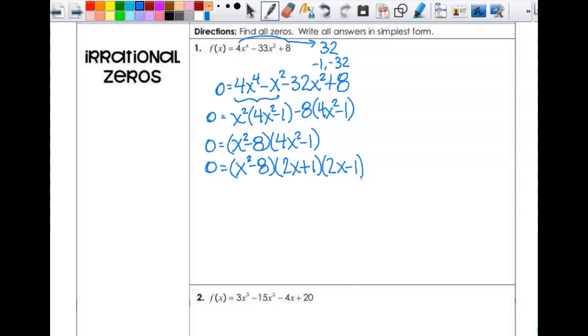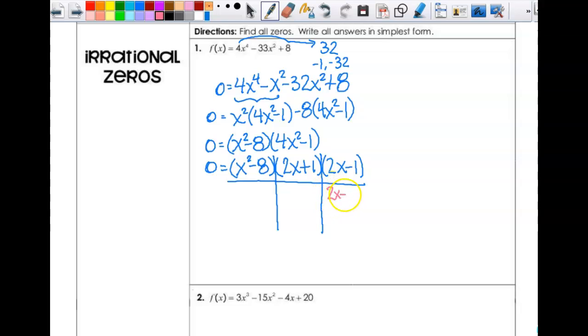So now I'm going to find my zeros. And when I have a bunch of these, I like to do this so I can keep them separated and keep my act together here. So we know when we're trying to get our zeros, we set each little factor, so these are my 3 factors. This is a factor, this is a factor, this is a factor, right? I set each one of them equal to 0.